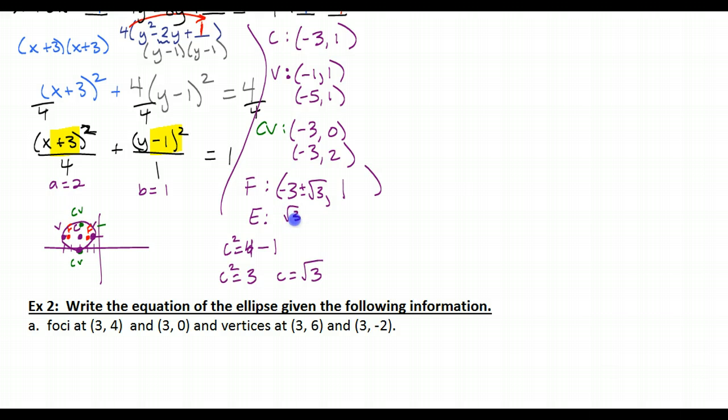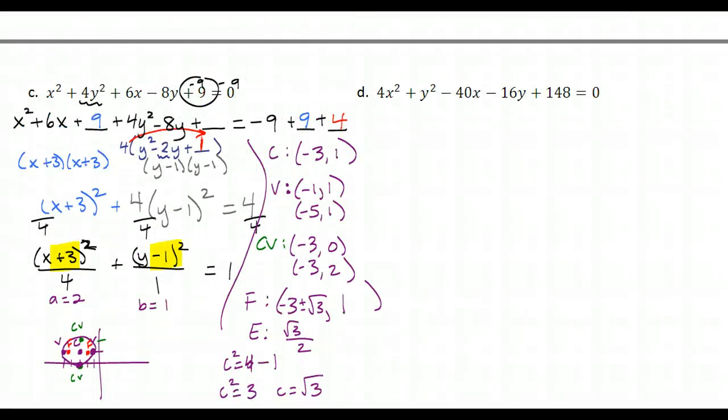Eccentricity is c over a, so square root of 3 over 2. Okay, feel free right now to pause and try D, and then I'm going to explain this whole thing though, because I think that one example of complete the square is probably not enough for some of you. So I'm going to go through the whole thing, but feel free to try it on your own and fast forward later if you need to.